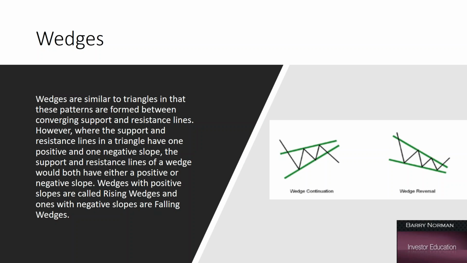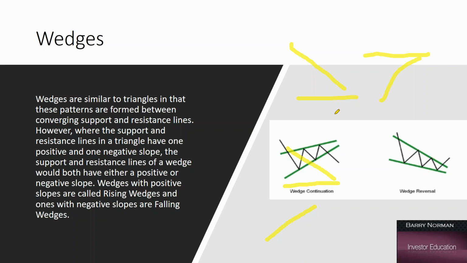However, where the support and resistance lines in a triangle have one positive and one negative slope, the support and resistance lines of a wedge would both have either a positive or a negative slope. So in other words, a triangle should usually have a base and price moving into the base. A triangle would be like that, or a triangle would be like that. So in a triangle, one of the base is usually a horizontal line.